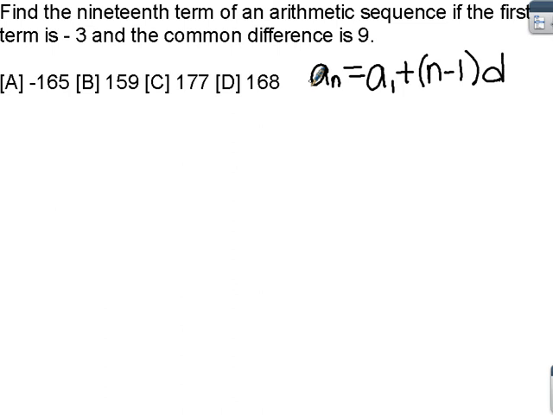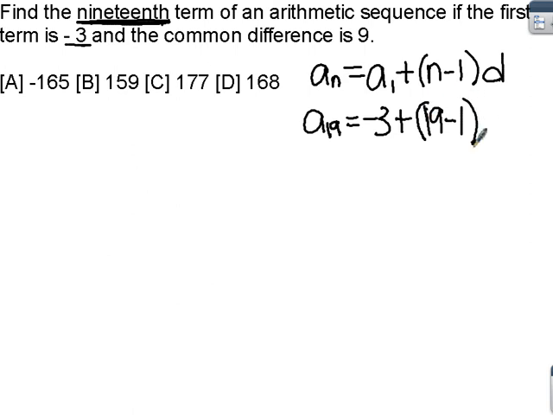Because we are looking for the 19th term. So a sub 19, do we know the first term? Yes, the first term is negative 3. Okay, sorry about that. First term is negative 3. Do we know n? Yes, n comes from here. It's 19 minus 1. And then we know our common difference. Common difference is 9. So what is the 19th term here?